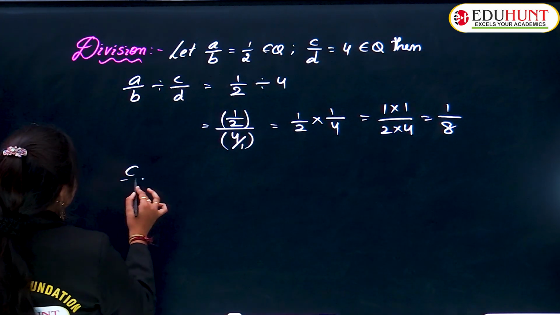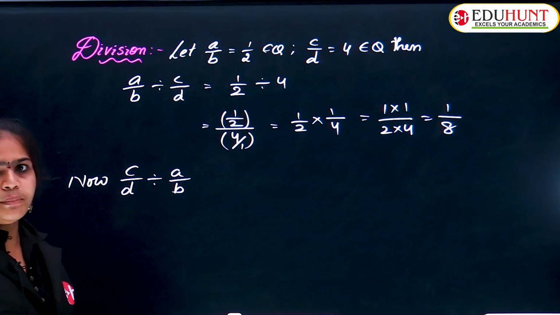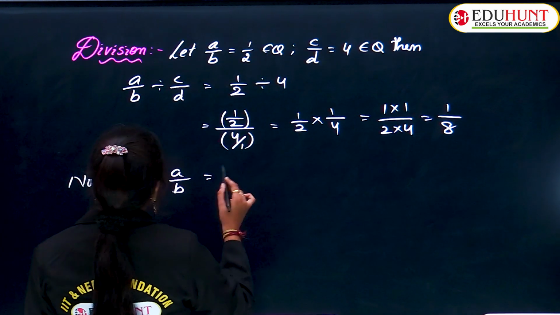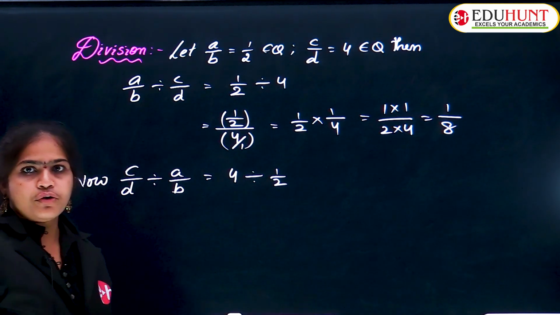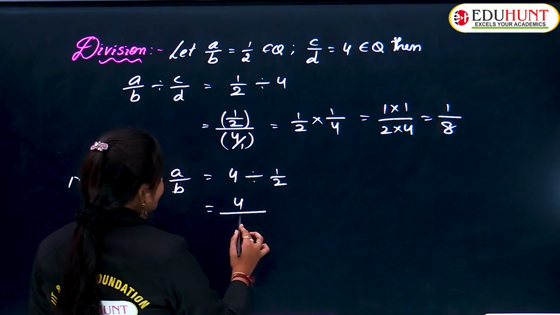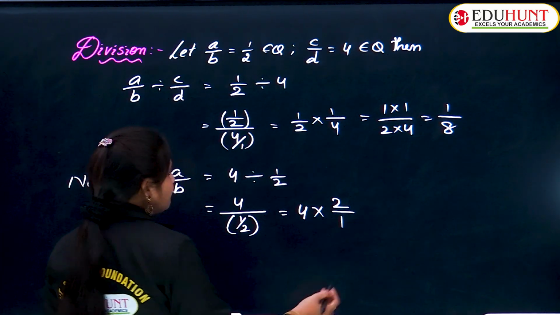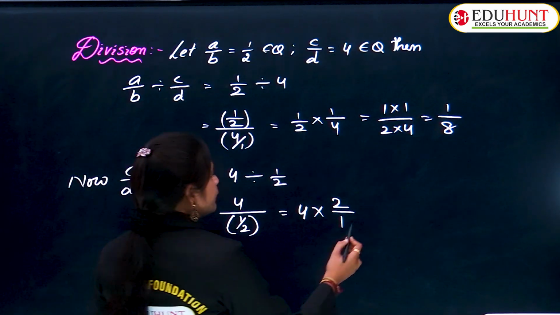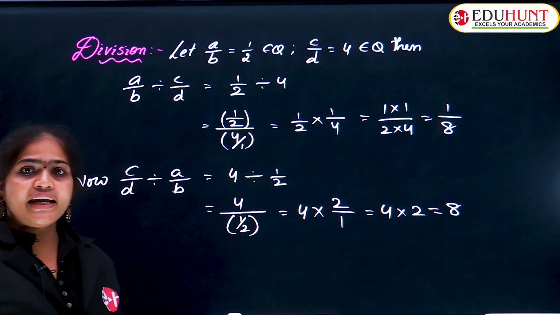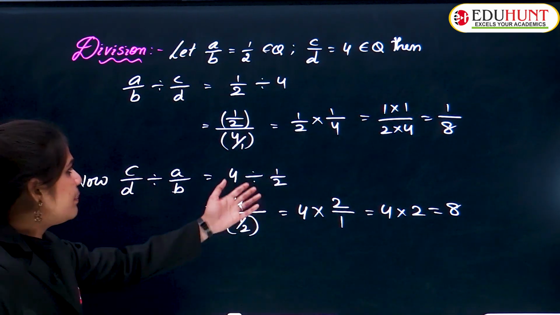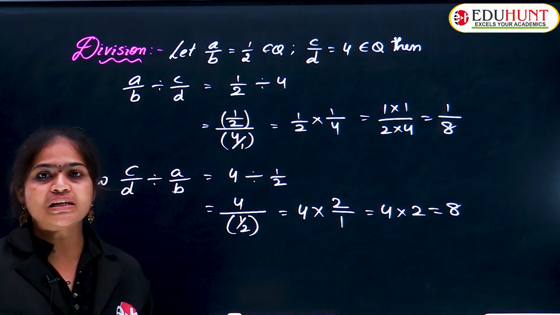Now come to C by D divided by A by B. C by D is equal to 4 divided by A by B, which is equal to 1 by 2. Now here 4 by 1 by 2, which equals 4 into the reciprocal, 2 by 1. That one again we can write as 2 also, no? 2 by 1 is nothing but 2 only. 4 2s 8. Just observe that 1 by 8 value, is it equal to 8? No. 1 by 8 is a fraction, and here 8 means 8 by 1. 1 by 8 value never equals 8.